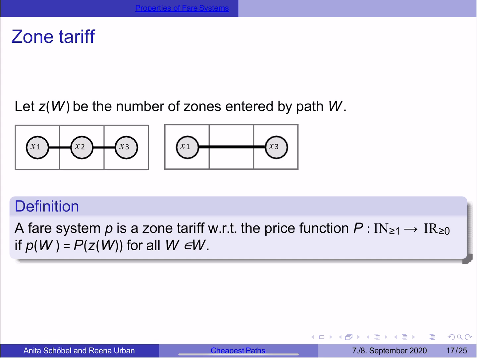For a zone tariff system, we need to introduce a function that counts the number of zones entered by a path. So I have two examples here. Consider this path from x1 to x3 that passes through 3 zones, no matter if the zone includes stations or if it is an empty zone. And a fare system is a zone tariff with respect to a price function P that assigns a price to every number of zones you would like to pass, if the price for a path is just the price which depends on the number of zones you travel.